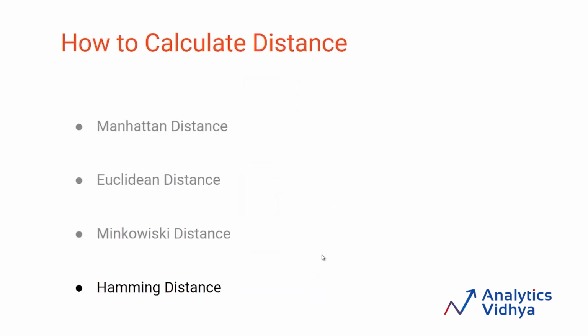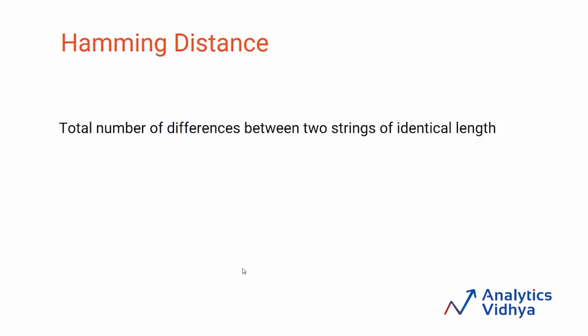Now we have another technique called the Hamming distance, which is used to calculate the distance when we have categorical variables. So let's understand how this works. Hamming distance is basically the total number of differences between 2 strings of identical length. Now by identical length, we mean the number of variables in both the points should be the same. Let's look at a few examples.